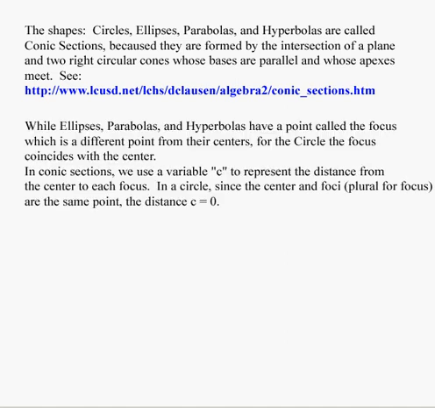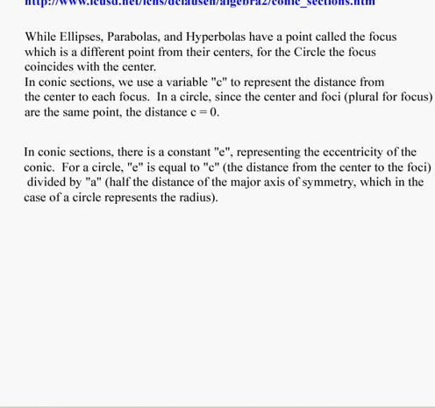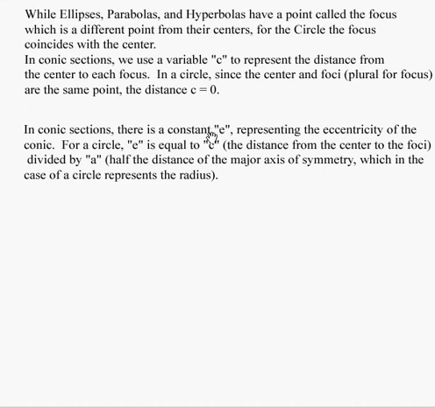All right, now here's a couple of other differences. Ellipses, parabolas, hyperbolas have a point called a focus. That point is different from the center. For a circle, it has a focus, but it sits right on top of the center. So we know the focus of a parabola, or we will soon, if we forgot. All right, so for a conic section, we're going to use c to represent the distance from the center to each focus. In a circle, since the center and the focus are the same, that distance c is equal to 0. And for conic sections, there's another thing we need to know called the eccentricity.